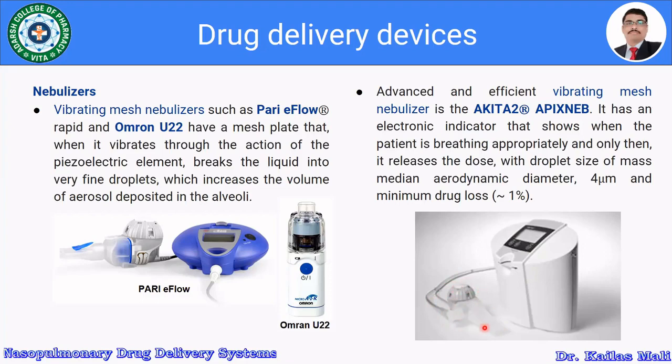So in advanced and efficient vibrating mesh nebulizers such as Akita A2 Apixneb, it has an electronic indicator that shows when the patient is breathing appropriately, and only then it releases the dose with a droplet size of mass median aerodynamic diameter 4 micrometer with a minimal drug loss of less than 1%. So this is about the Akita A2 Apixneb.